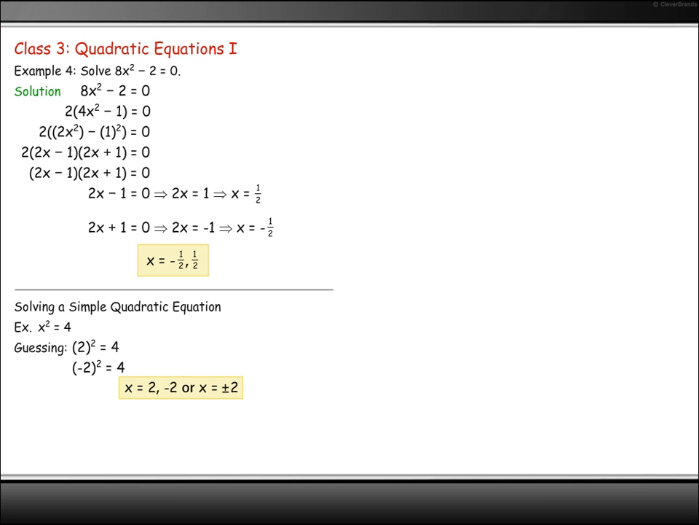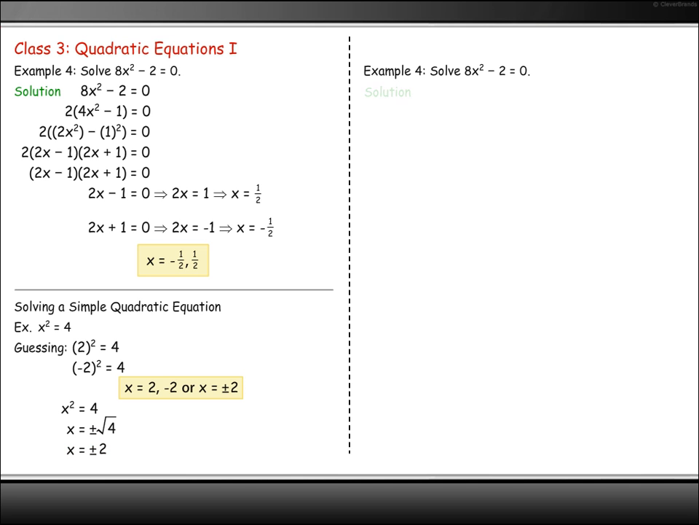Or in one go, x equals plus or minus 2. This is how you solve x squared equals 4. To get x on its own, get the square root of both sides. The square root of 4 is 2, giving an answer of plus or minus 2. Let's do example 4 again. You're going to do this example using a different technique.